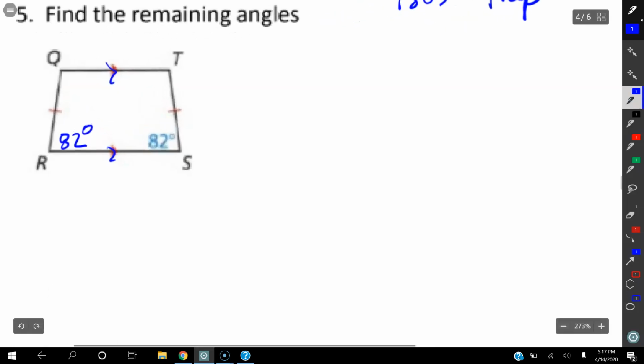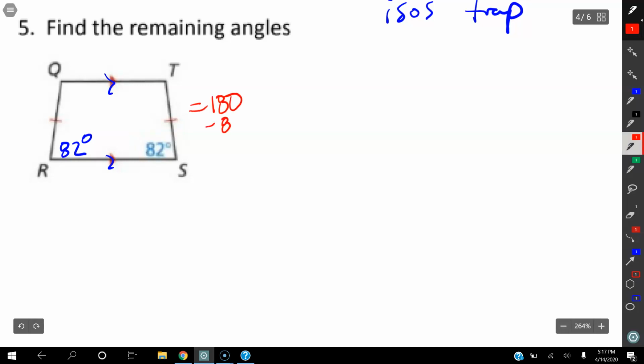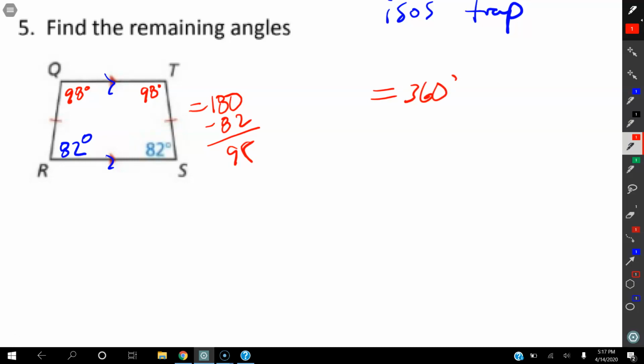And if I look up here in the corners, these two angles going from T to S, these are consecutive angles. So they should add up to 180 degrees. And so if I do 180, take away the 82 on the bottom, that leaves 98 for here and 98 for there. And now I think everything's going to be good. It should add up to 360 for all four of them. And opposite angles, well, it isn't a parallelogram, so opposite angles don't have to be equal on this one.